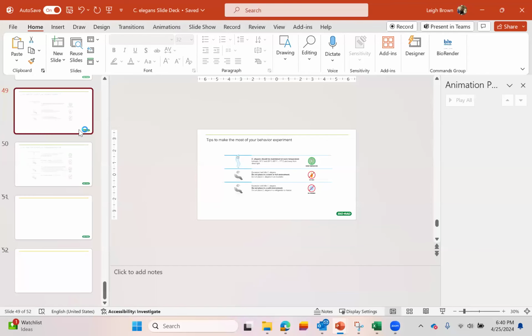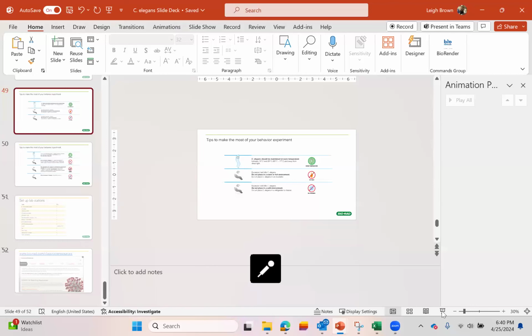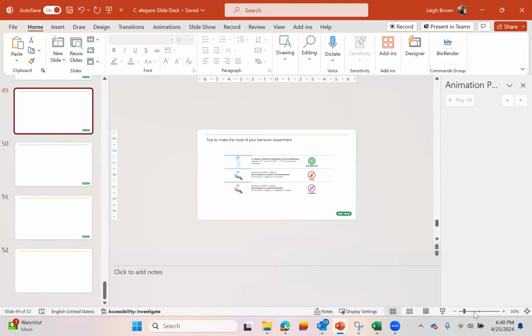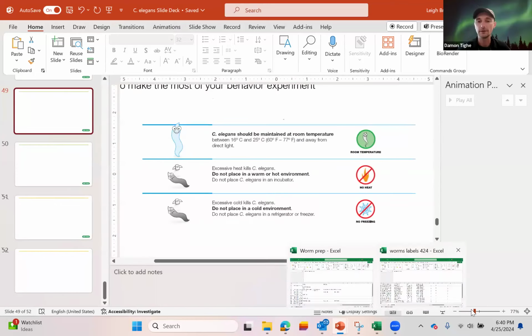Let's see. Oop, hold on. I'm sorry, my computer's going wonky. Am I sharing still? I'm sorry. Yep, yeah, there it goes.